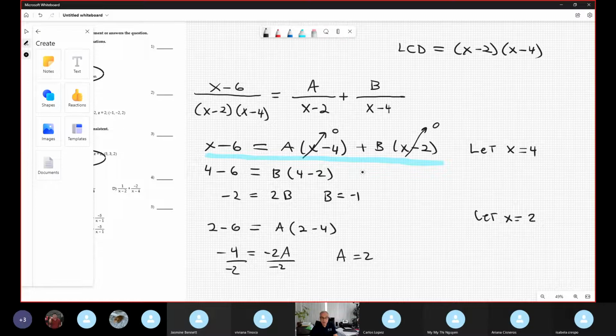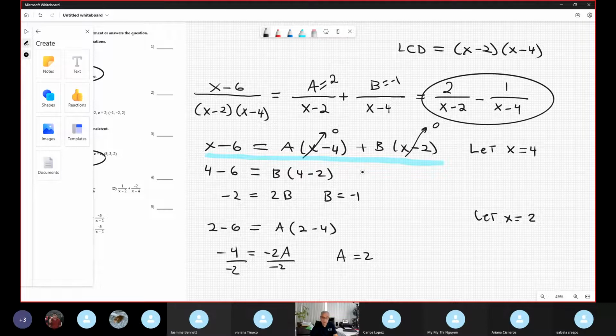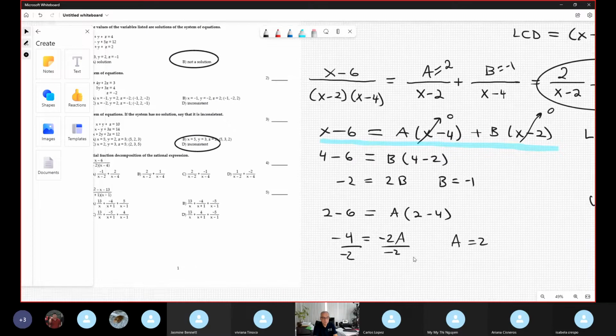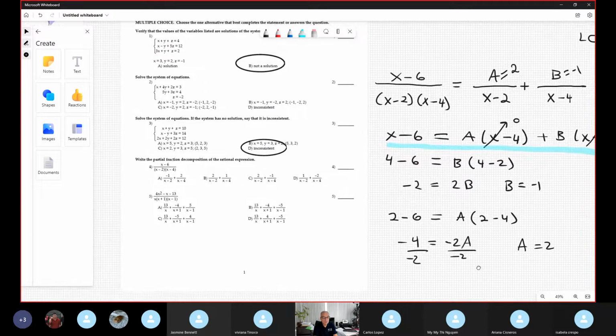The partial fraction decomposition, so A is 2, B is negative 1. You can write it like that: 2 over x minus 2 plus negative 1 over x minus 4. Or if you want, this negative you put here is the same, either way. So one easy example like that you can see in the test. Nothing complicated. And this corresponds with option C in the package. Now let me see, option C. Yeah, that one.